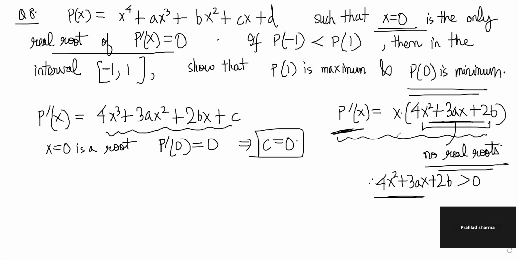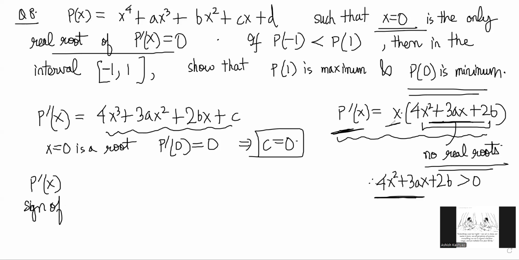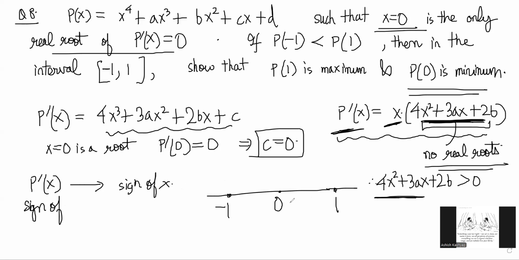So what that tells us is the sign of p dash x will depend only on the sign of x, no? Because this is always positive. Yes sir, sign of p dash x is same as sign of x. So what that tells us is from -1 to 1, when x is positive, p dash x is positive. And here when x is negative, p dash x is negative. And here p dash x is 0.